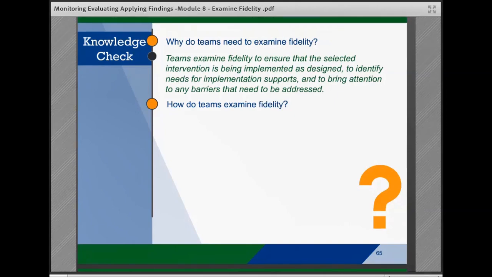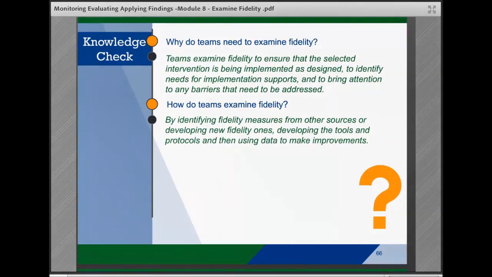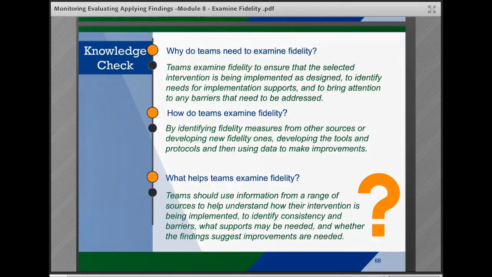How do teams examine fidelity? By identifying fidelity measures from other sources or developing new fidelity measures, developing the tools and protocols, and then using data to make improvements. What helps teams examine fidelity? Teams should use information from a range of sources to help understand how their intervention is being implemented, to identify consistency and barriers, what supports may be needed, and whether the findings suggest improvements are needed.